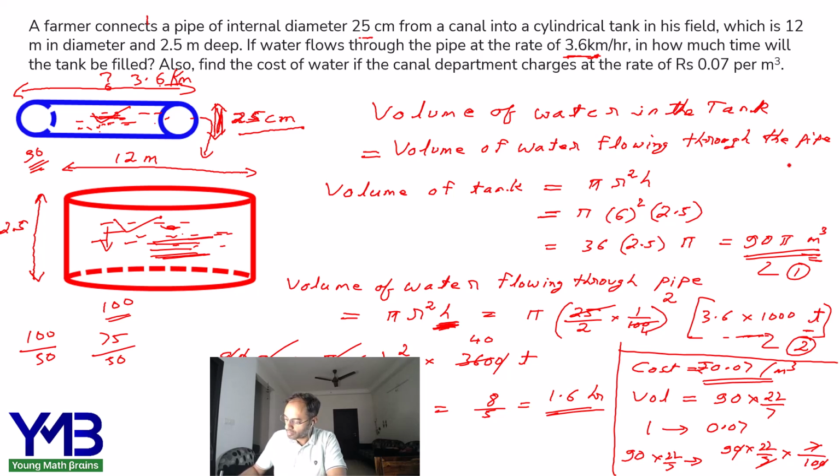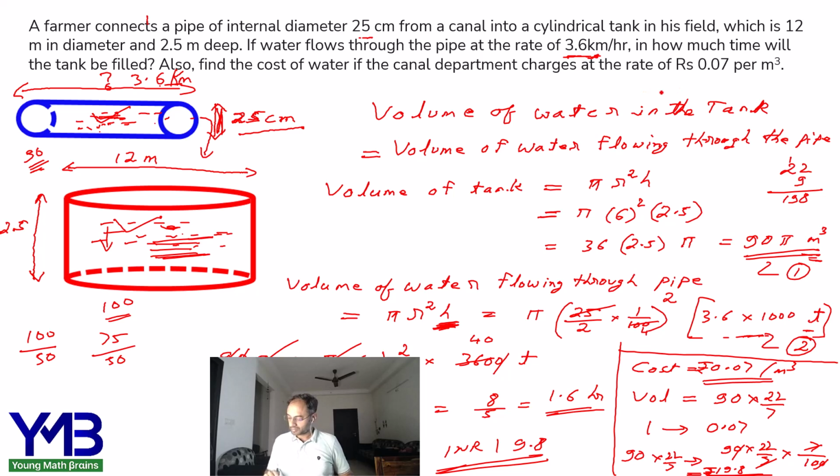Let us do it here. Rough calculation, 22 into 9. 9 2s are 18, 9 2s are 18, 198. So it comes to 198 divided by 10. So it will be 19.8 will be the cost involved. Right, so 19.8 INR would be the cost of water that has to be paid to the canal department.